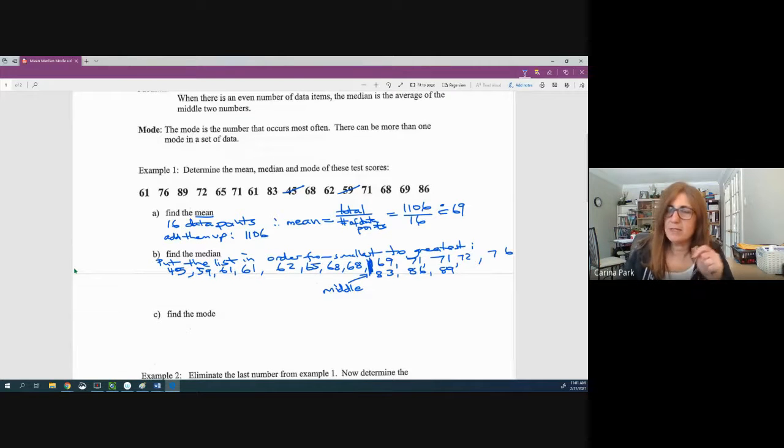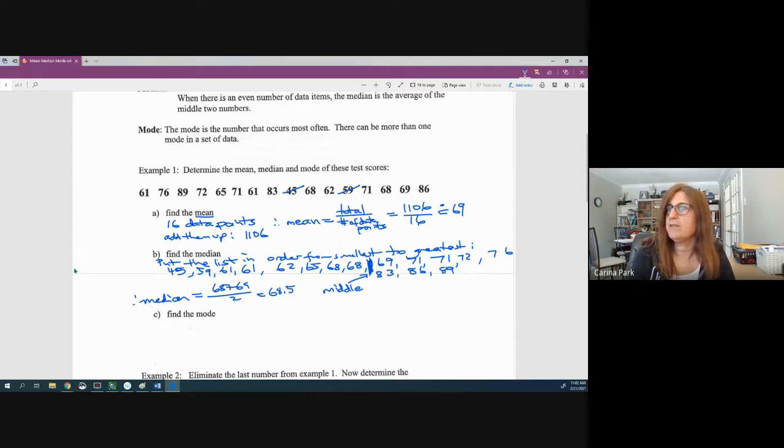But because my median is sitting between 68 and 69, I will take the average of 68 and 69. So therefore the median is 68 plus 69 divided by 2, which is 68.5.